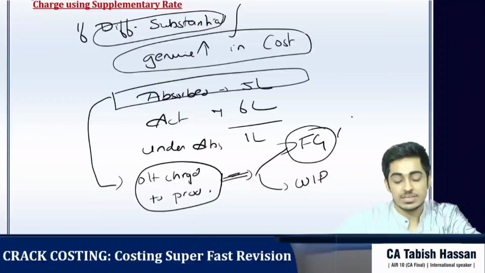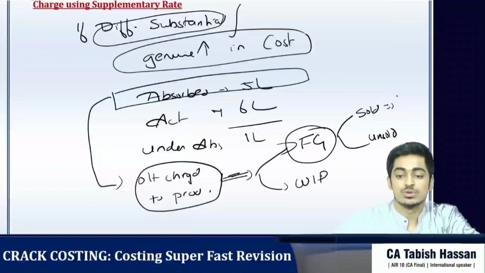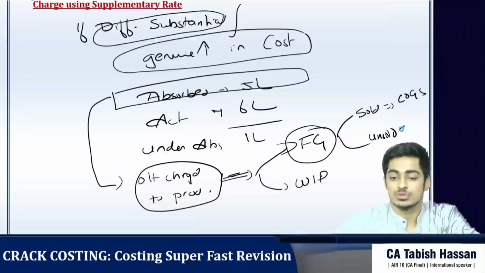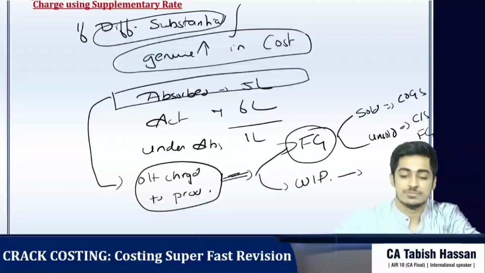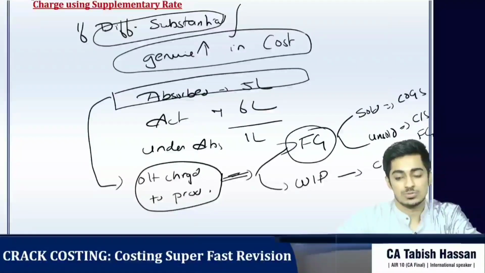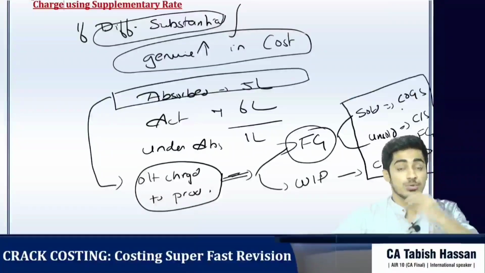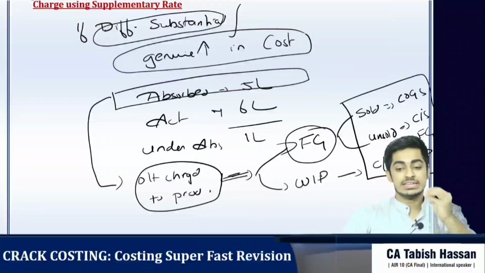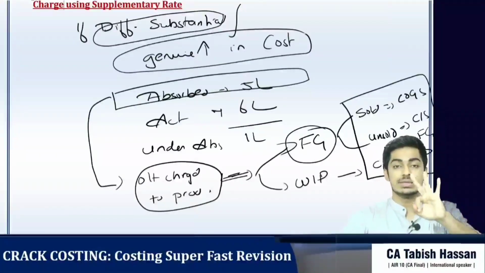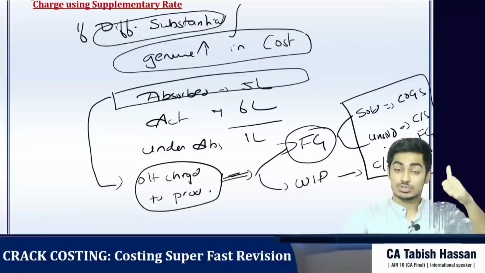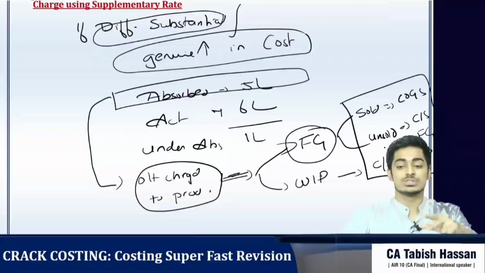Again, the finished goods would have been either sold or unsold. If it's sold, it forms part of cost of goods sold. If it's unsold, it will be in closing stock of finished goods. And if it's work in progress, it would be in closing stock of work in progress. So the total amount of absorbed overhead of 5 lakh is distributed amongst these three accounts, that is cost of goods sold, finished goods, and work in progress.